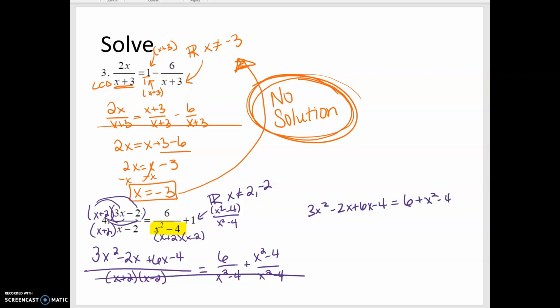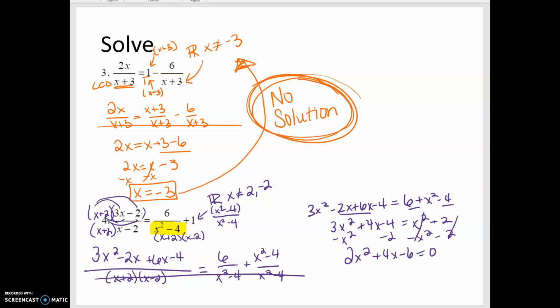Okay, now at this point I'm going to combine some like terms. So I have 3x squared plus 4x minus 4 equals x squared plus 2. Okay, I'm going to move everything to the left this time, so I'm going to subtract the x squared and subtract the 2. So I end up with 2x squared plus 4x minus 6 equals 0.